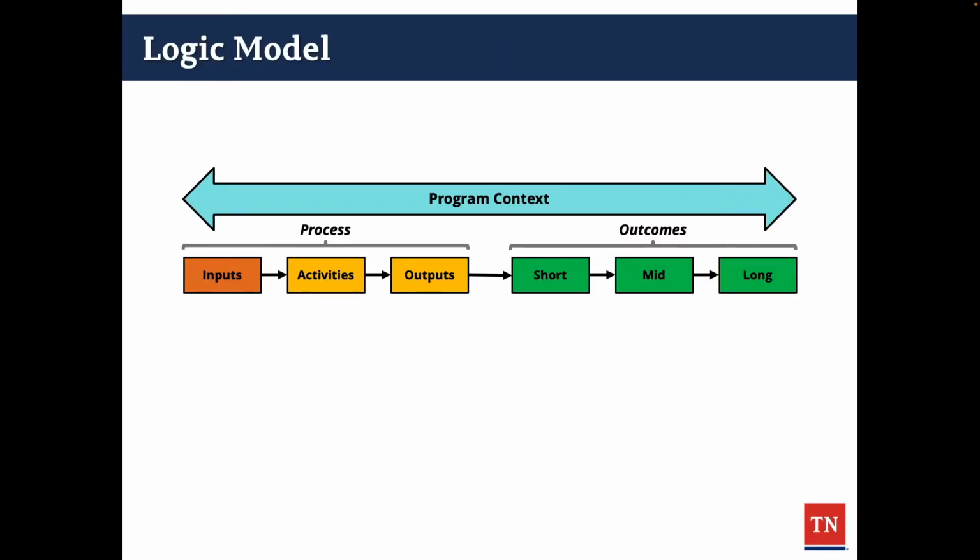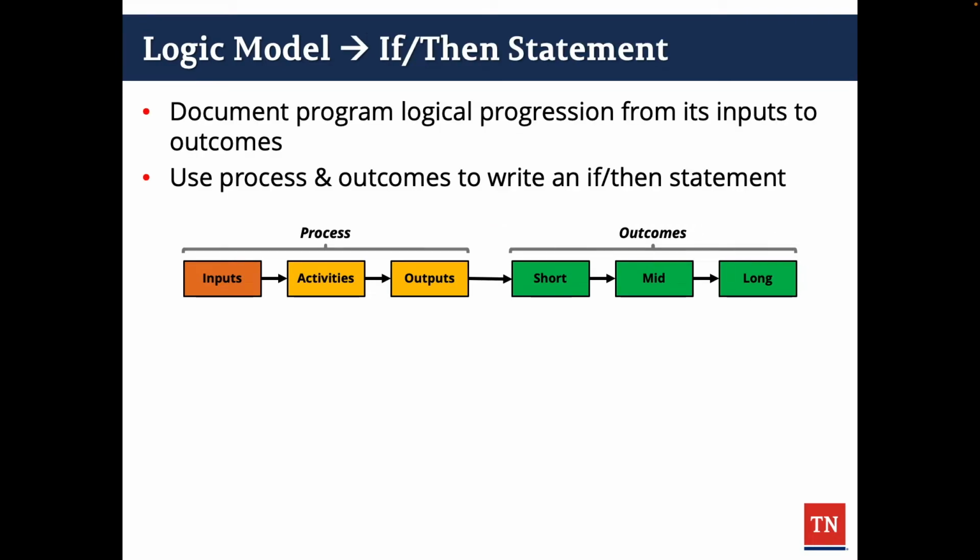Logic models are often required for federal grants or other financial awards and can be helpful during program planning and implementation. They can take various forms with varying levels of depth, but they always include 5 key elements: program context, inputs, activities, outputs, and outcomes. For the purposes of the evidence-based budgeting form, only a high-level if-then statement will be required. This high-level statement documents the logical progression of the project from its inputs to its outcomes.